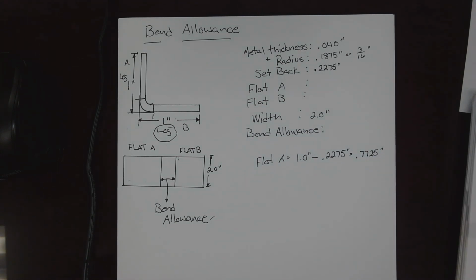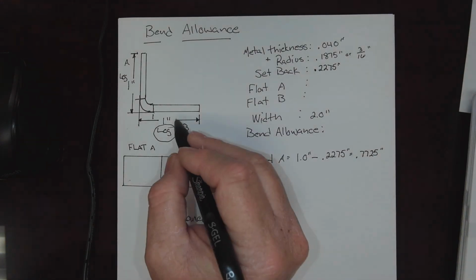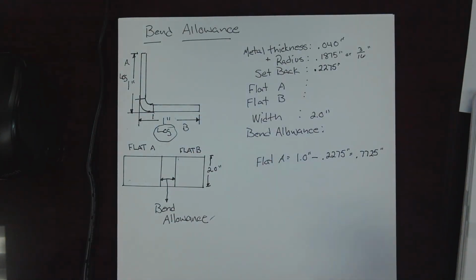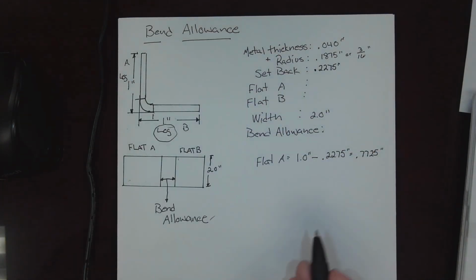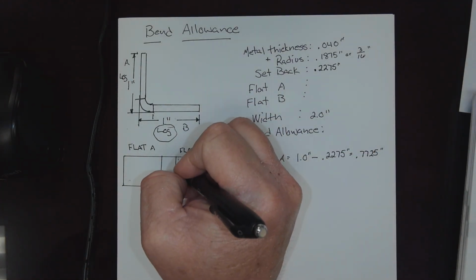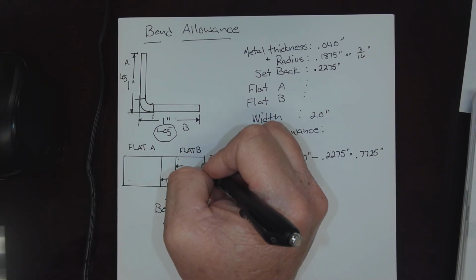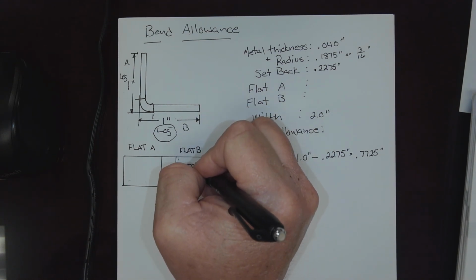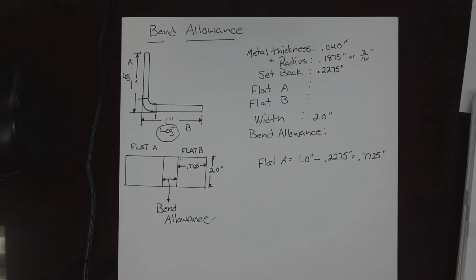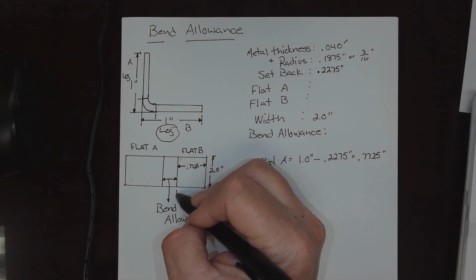So I could come down here and identify, in this case, since they're the same, if we've done the math for one, we've done it for both, because both have 1 inch legs. So I would simply do that math, leg minus setback, and I would measure in 0.7725, and I'd create my first bend tangent line.